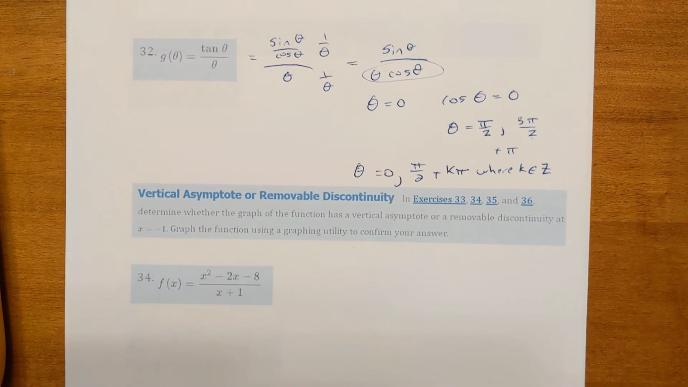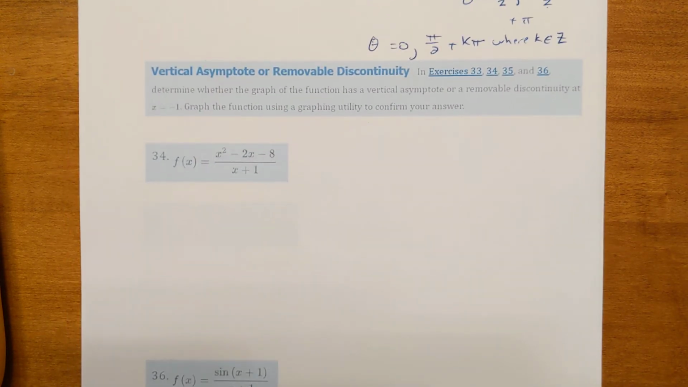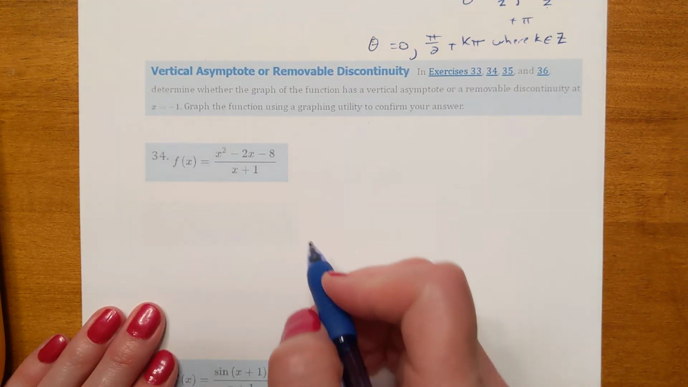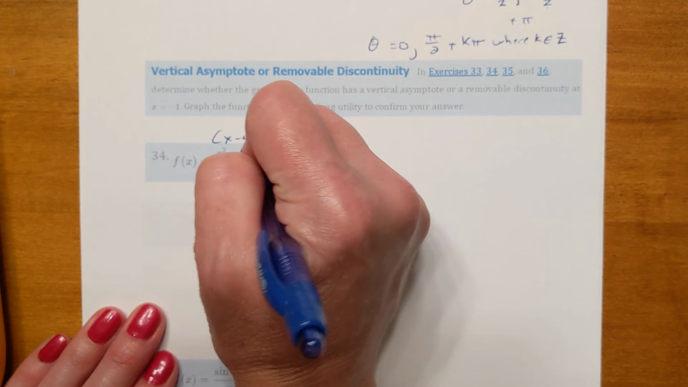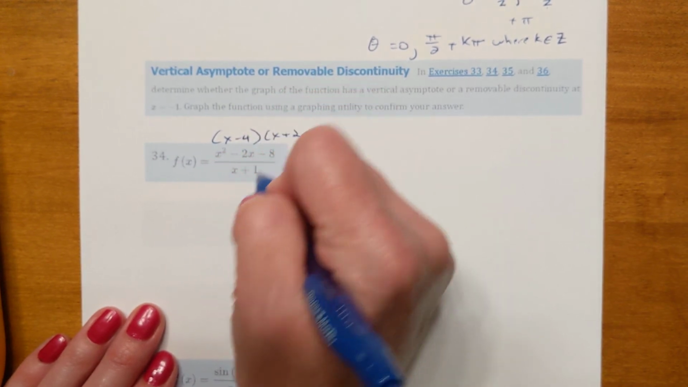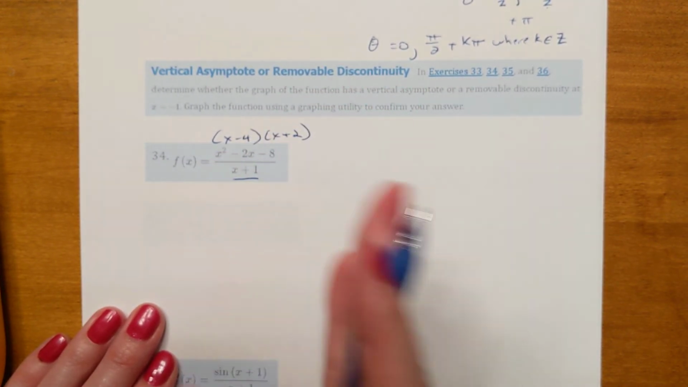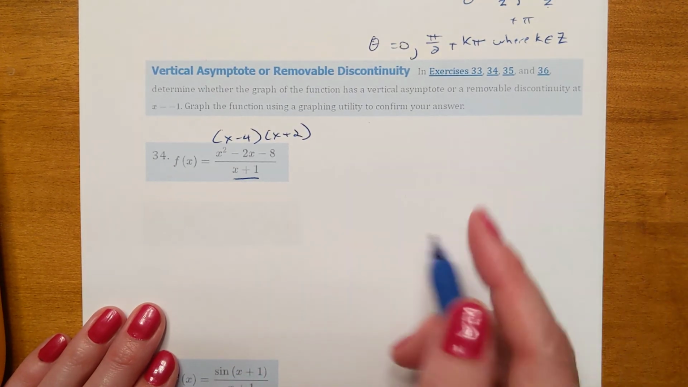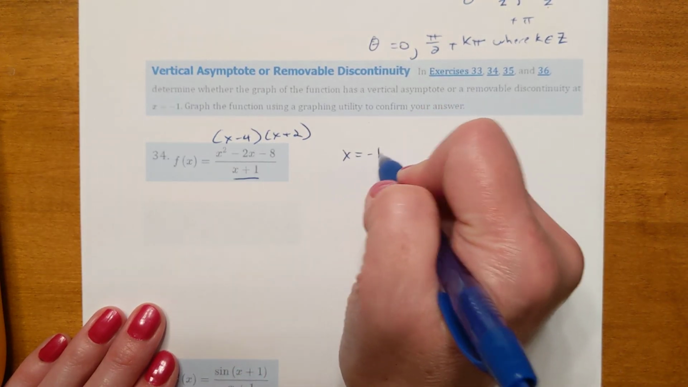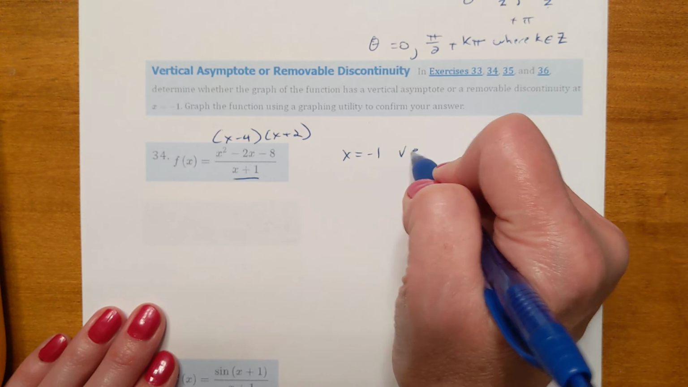Okay, on 34, it says, determine whether the graph of the function has a vertical asymptote or removable discontinuity at x equal to -1. Graph the function using a graphing utility to confirm your answer. Okay, so on 34, this factors into x minus 4 times x plus 2. So this does not cancel out at all, so it's not removable because it doesn't cancel out. So it's got a vertical asymptote at x equals -1.